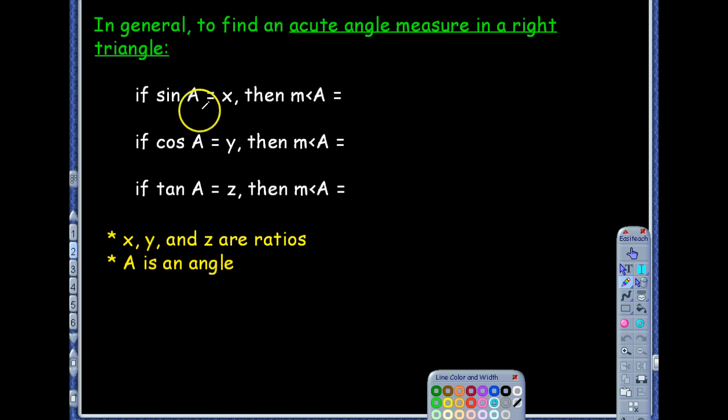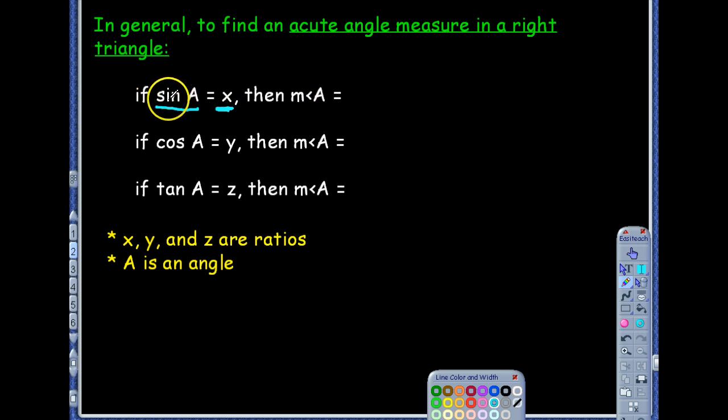I remember us exploring this with the calculator today. So we said if we know the sine of an angle, so sine of angle A, is going to give us some ratio, then to get the measure of the angle, we need to get rid of the sine part of it.